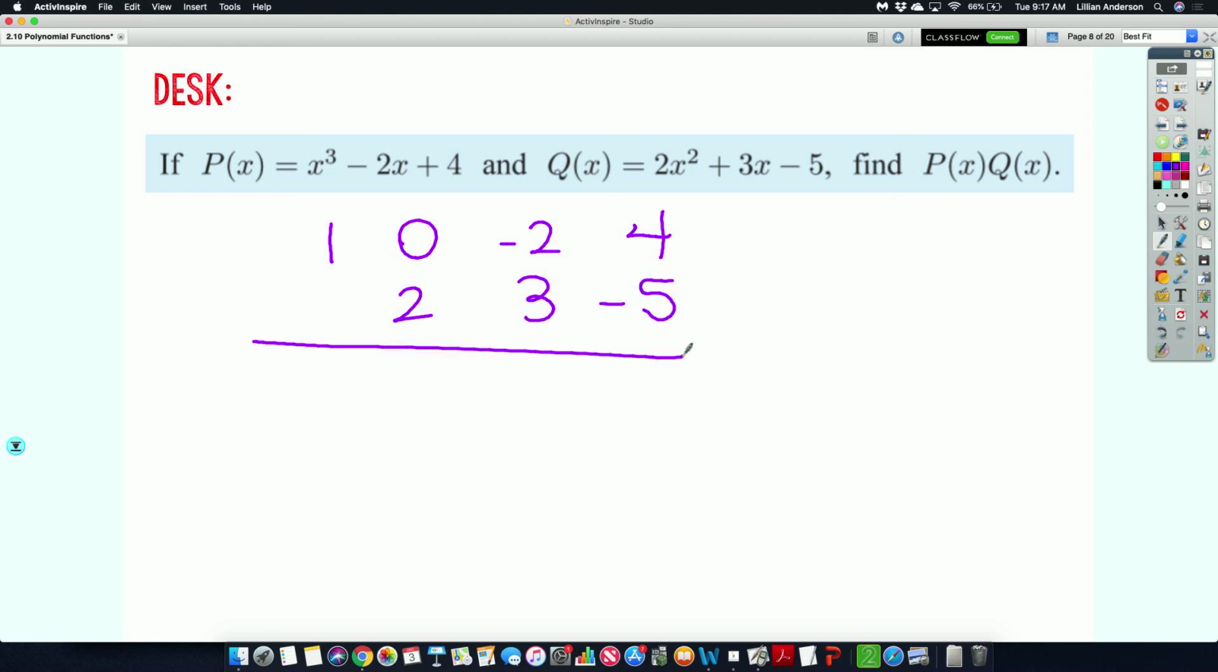So that basically gives you, let's see, what's -5 times 4? So you have -20. Keep going. 10.